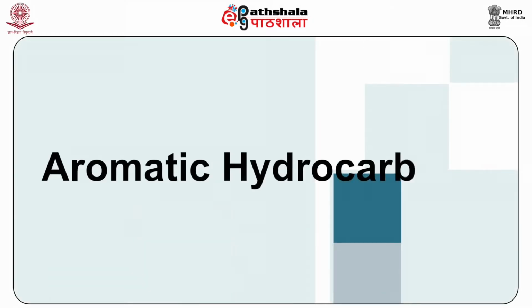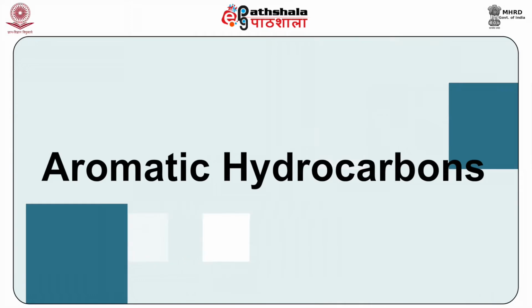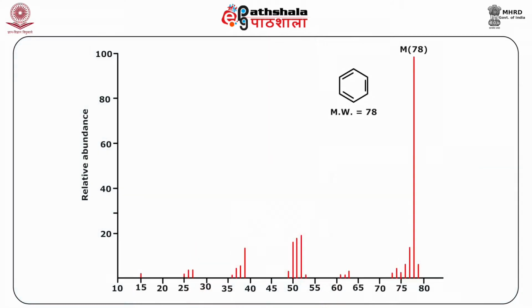Now, students, let us come to the brief discussion of aromatic hydrocarbons. The mass spectrum has an intense molecular ion peak. Fragmentation of benzene is not observed significantly. As you know, it requires a great deal of energy because benzene is a very stable system in itself. Now, you can see here the mass spectrum of benzene, and you can only see the molecular ion peak, which appears at 78.